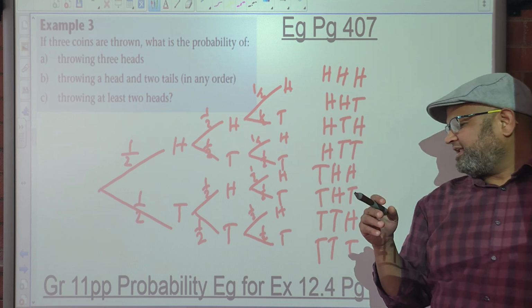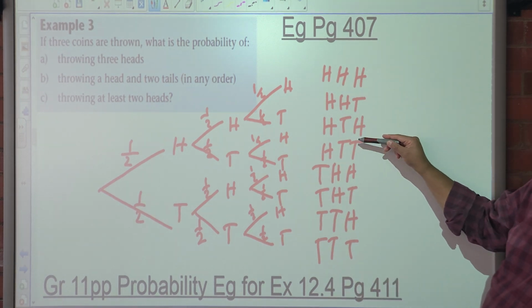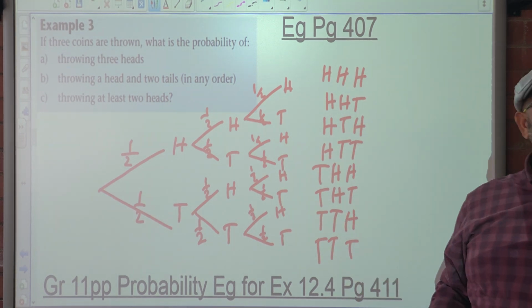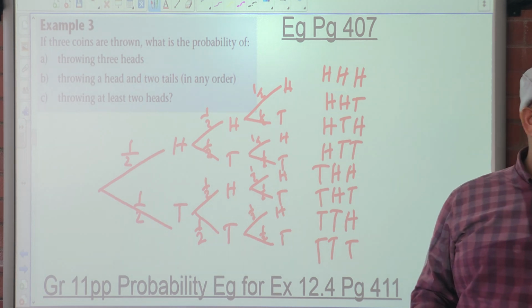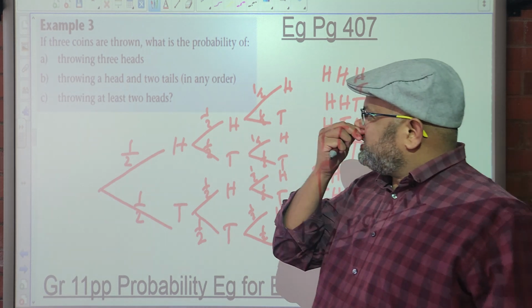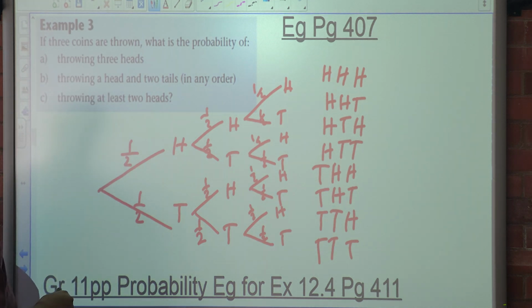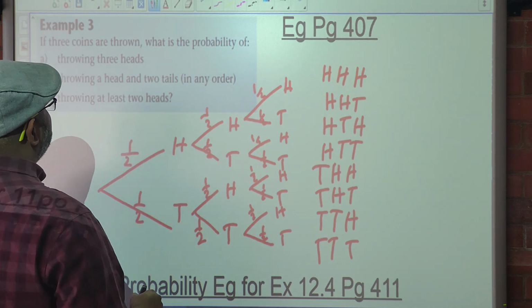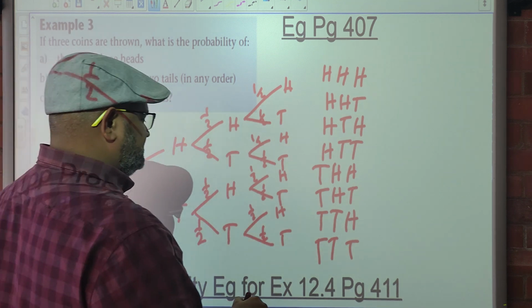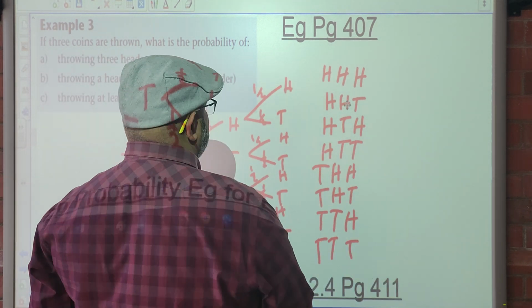Okay. Right, so how many outcomes are there? 1, 2, 3, 4, 5, 6, 7, 8 outcomes. Right. So the first question says, what's the probability of throwing 3 heads? Throwing 3 heads.